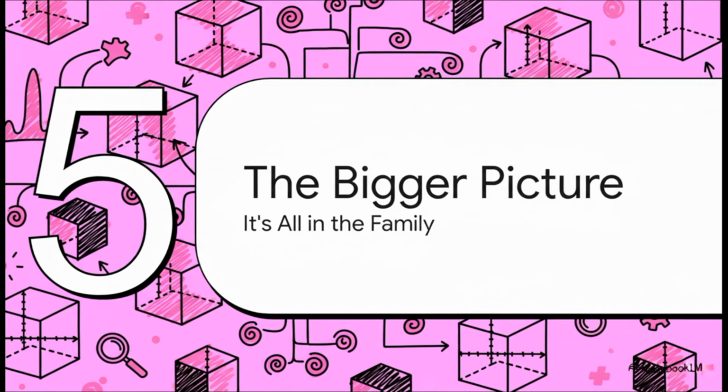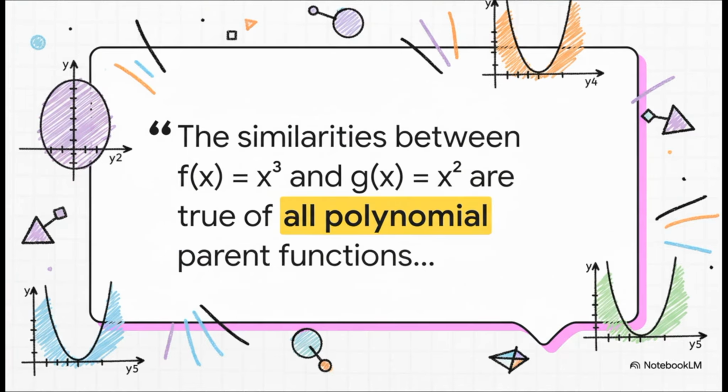So let's zoom out one last time and look at the bigger picture here. You might be starting to notice a pattern in all of this. And that's because, you guessed it, it really is all in the family. And honestly, this is the big idea I want you to walk away with. Those similarities we found between x squared and x cubed, those patterns hold true for all the basic parent functions in the polynomial family, x to the 4th, x to the 5th, and on.